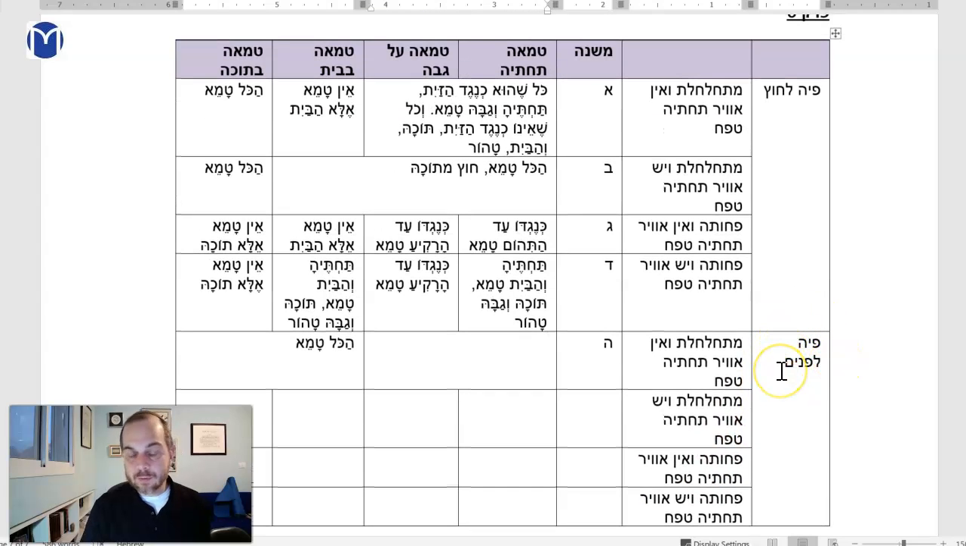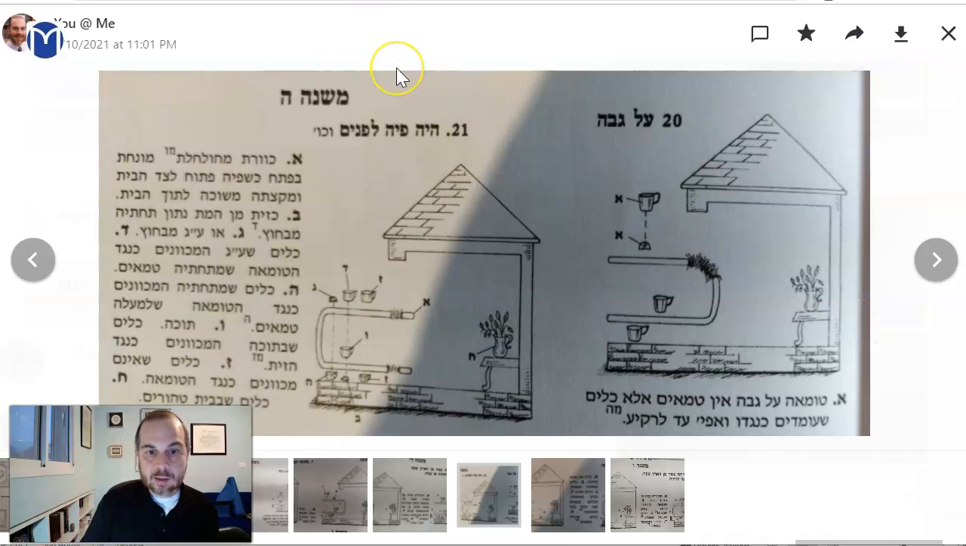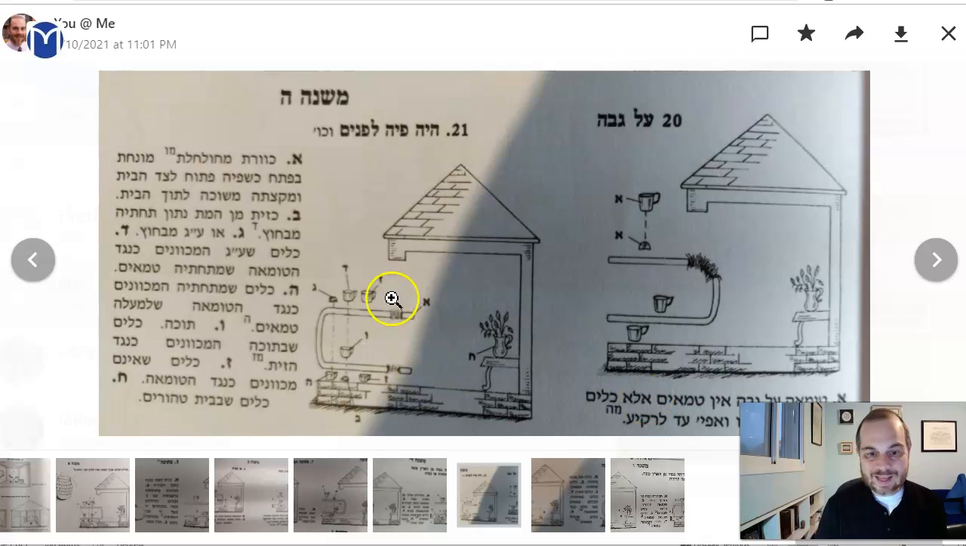What happens if the kaveret is facing inward towards the house? So let's go back to our Mishnah and just take a look at the picture here. Haya piha lifnim. So we have this. Let me move myself over. It's mitchalchelet. That's how they picture it in this picture, right? This is where it's not pechuta, and therefore it's an ohel. Mitchalchelet, so it's a kli, and it's piha lifnim.